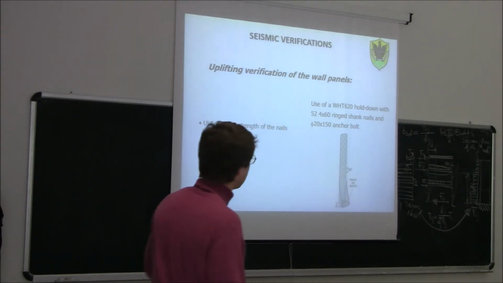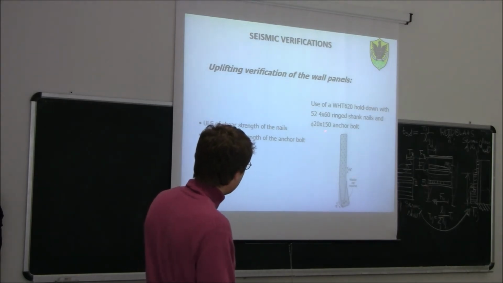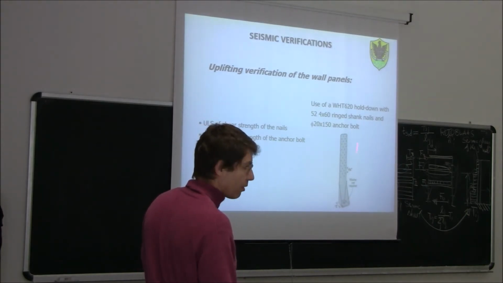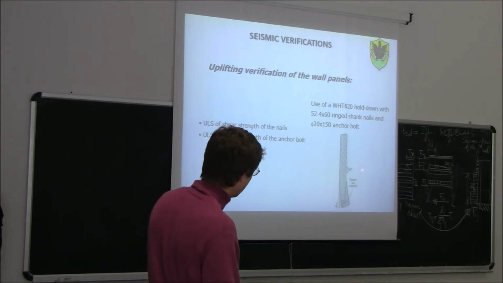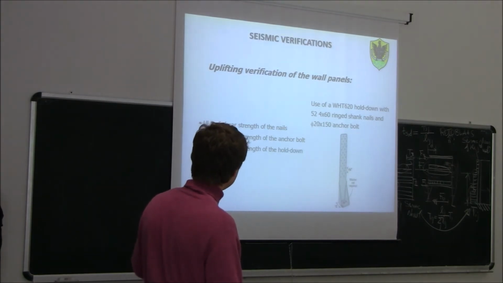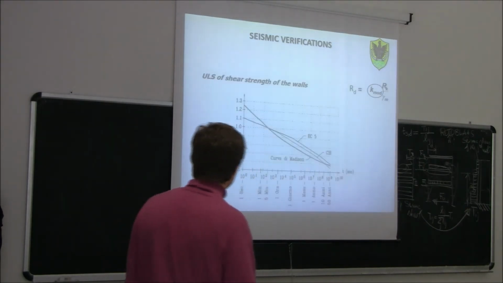ultimately the limit state of shear strength of the nails. Then we need to check the ultimate state of shear of this nail connection. Then we need to check the ultimate state of tensile strength of the anchor bolts to show that these anchor bolts won't fail in this weaker cross section. And then the ultimate state of tensile strength of the hold down metal plate. So, in the end, limit state of shearing of the connection, tensile strength of the anchor bolts, and tensile strength of the metal plates in the weaker cross section.